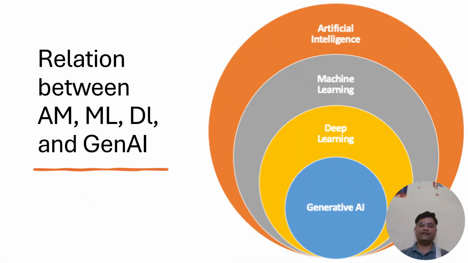See, this is the relationship between artificial intelligence, machine learning, deep learning and generative AI. Artificial intelligence is a big umbrella. Machine learning is one of the subsets in it. In machine learning, there is another subset called deep learning. One of the applications of deep learning is generative AI. So AI is the superset, whereas generative AI is the subset.